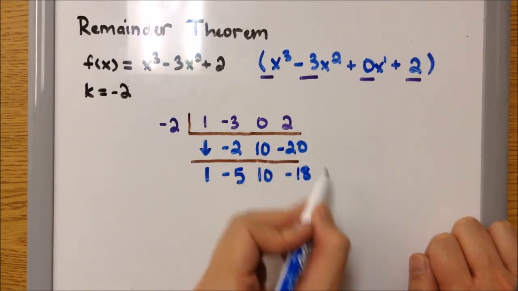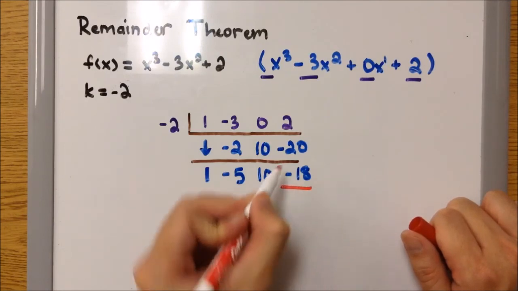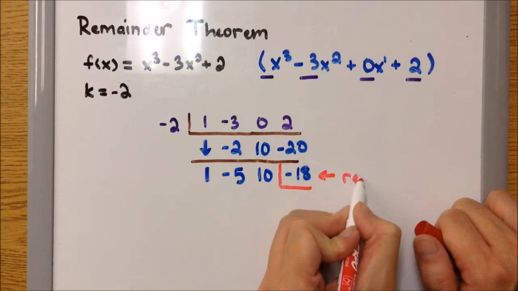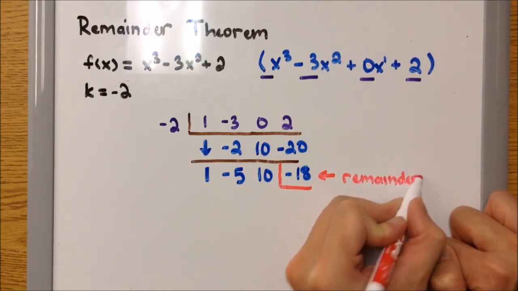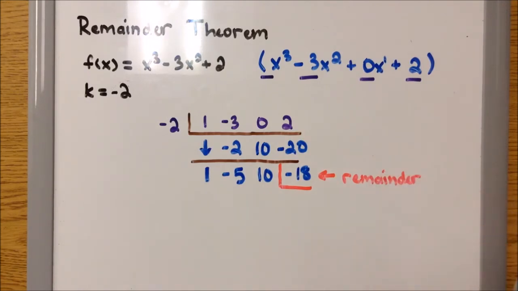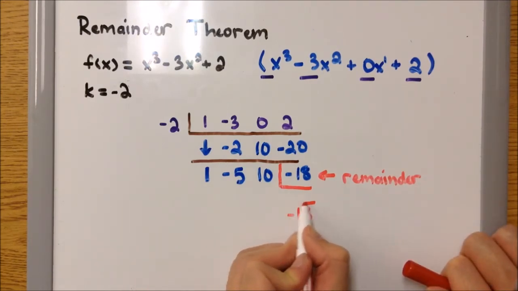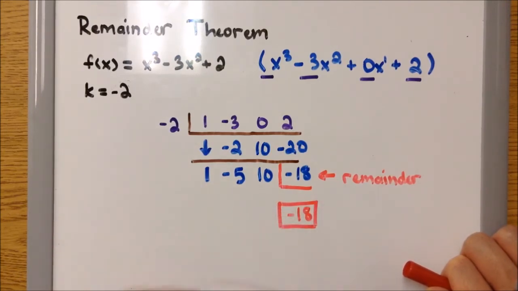There's nothing left to divide or multiply or do anything else. So we stop there. And this is our remainder right here. The last number is always the remainder. And since we're doing the remainder theorem, our answer is just negative 18. So, negative 18. That's our answer. Again, remainder theorem, we always go for the remainder.